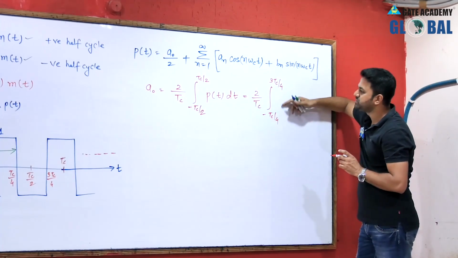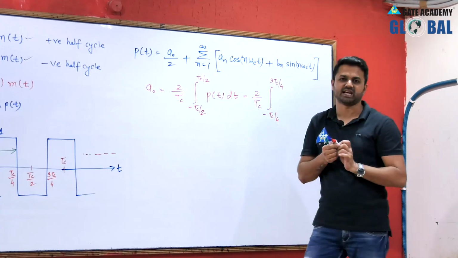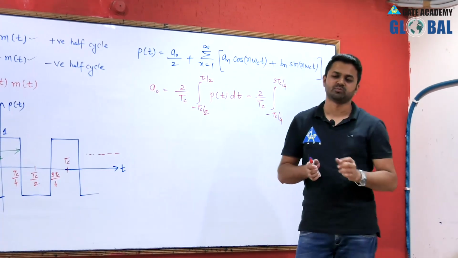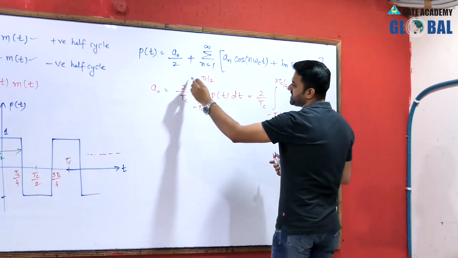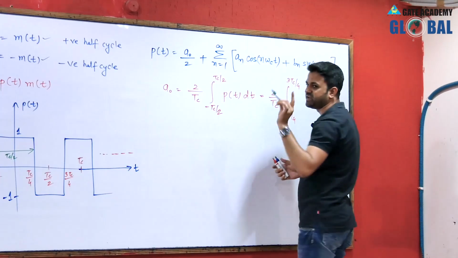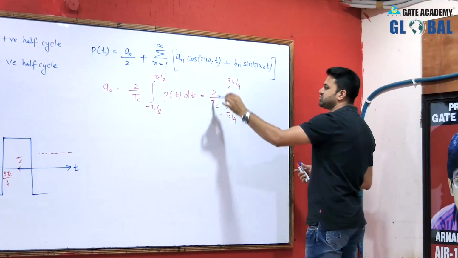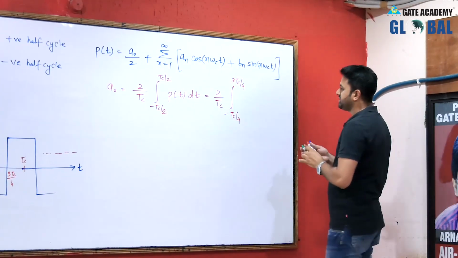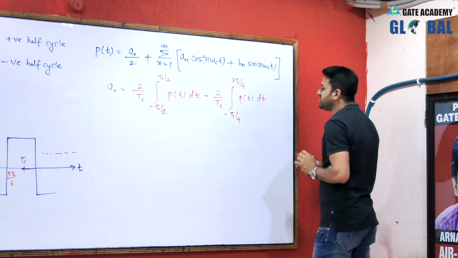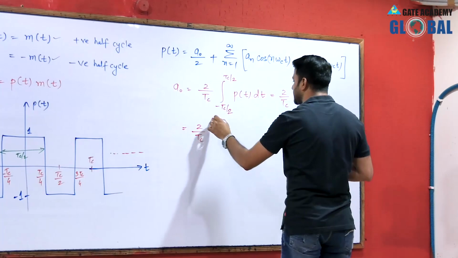So this can also be the integration limit, because we have to integrate over one time period. The limits should be such that one time period is covered. If I take the difference between these two, Tc/2 minus (-Tc/2), we get one time period. Similarly, if I take the difference between these two, we will get one time period. So for this the integration will be easier, because we have only two sections.